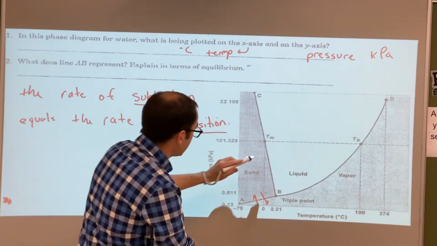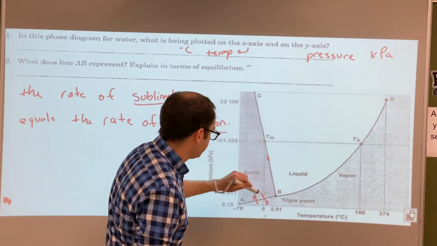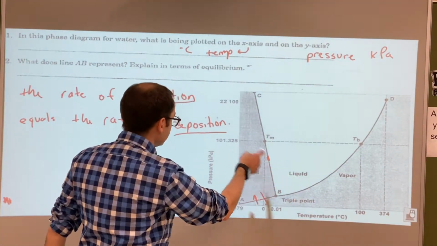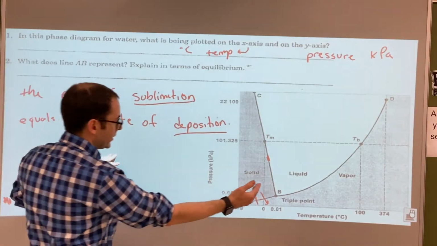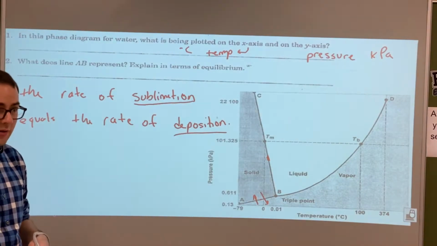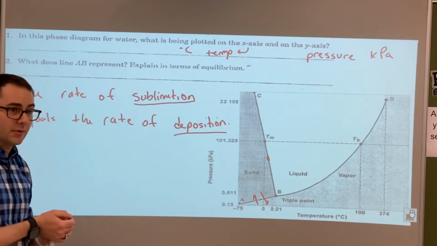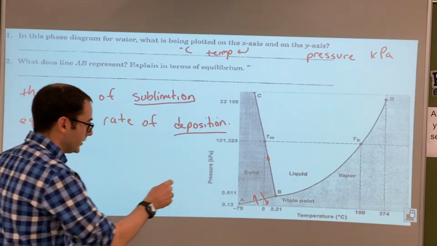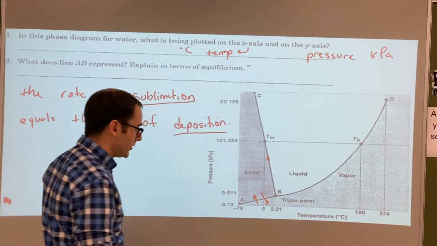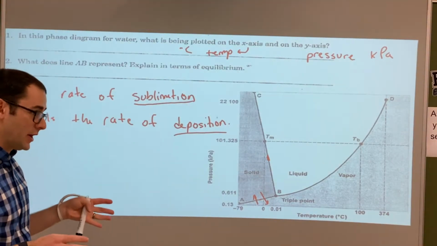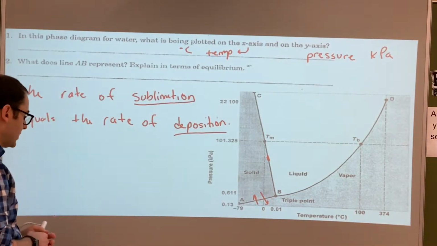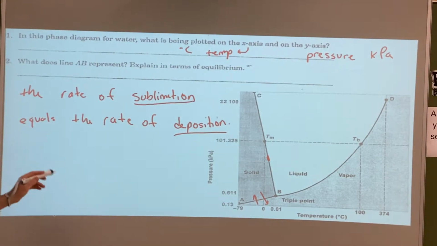So for example, if we were talking about line BC, solid to liquid here, the rate of melting equals the rate of freezing, all right? And the same thing with the other one over there. So that's what the idea is here with equilibrium, okay? Now, if you're on the line, that means you are gonna have both of these. You're gonna have solid and you're gonna have liquid, and they're gonna stay that way as long as you're on that line. Or if you're on here, you'd have both solid and vapor, okay? Any questions with that? No?